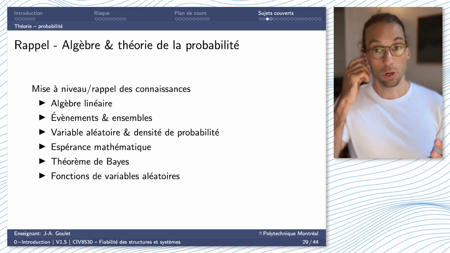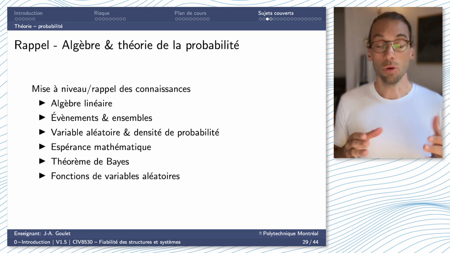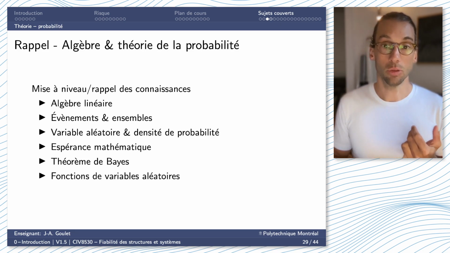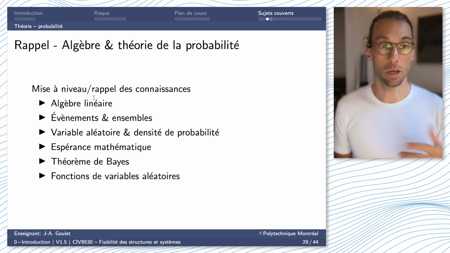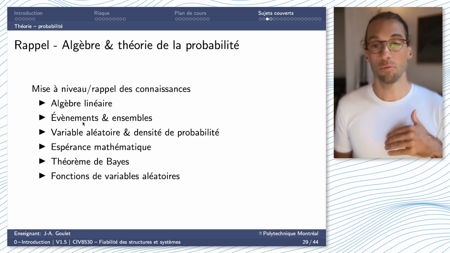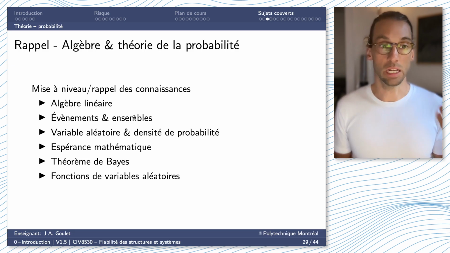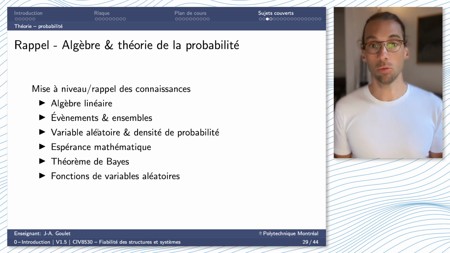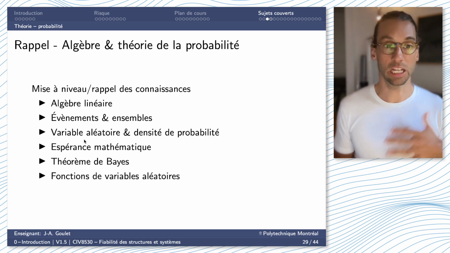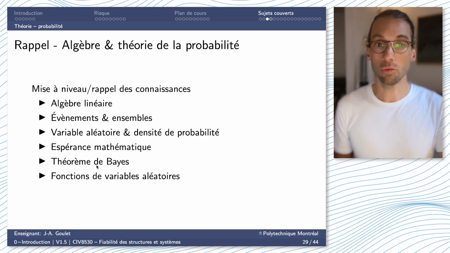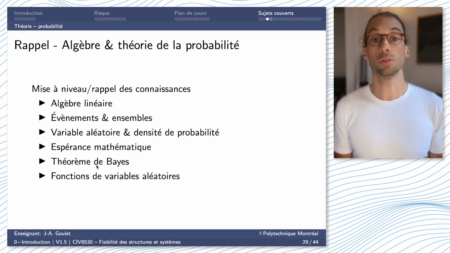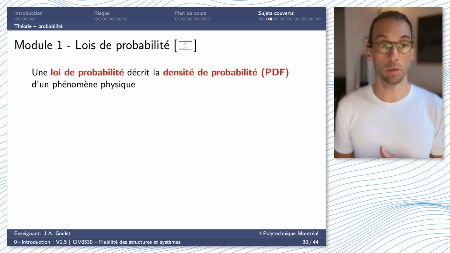So first thing we're going to do is a review of key concepts associated with linear algebra as well as probability theory. So concepts of linear algebra, and for probability theory: what is an event, what is an ensemble, what is a random variable, what is a probability density, what is an expected value, Bayes theorem, function of random variables. Okay, we're going to review all this because we're going to reuse these concepts in the following modules.